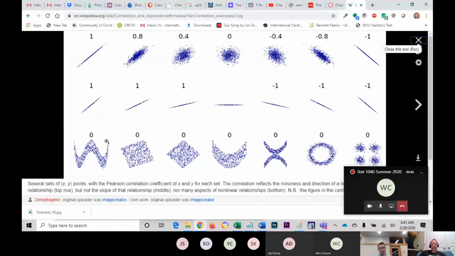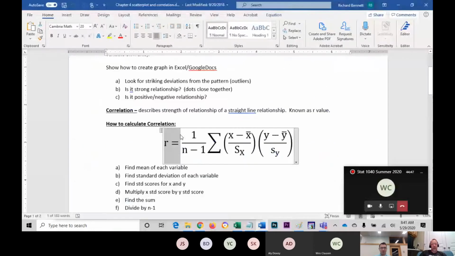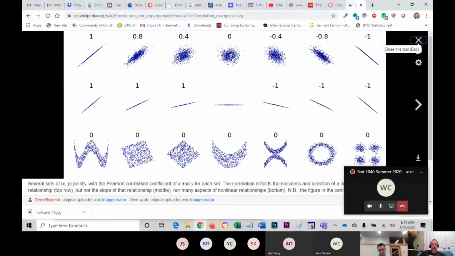Okay, so if we're using this equation here, R equals this, to calculate it, all of these on this bottom line have a correlation coefficient of 0, okay? Now, if you have a correlation coefficient of 0 and your scatter plot looks like a null plot, like this one does here, then you can say, yes, there's no correlation going on.